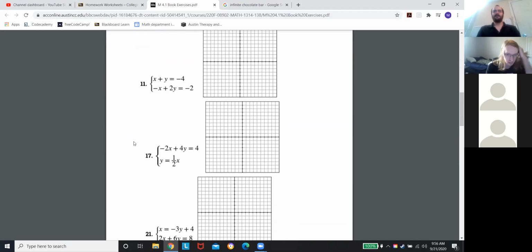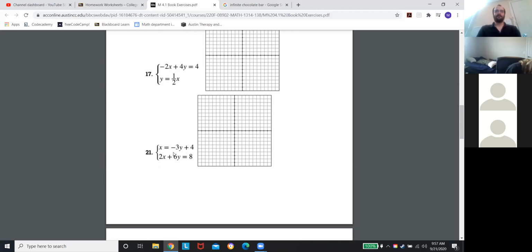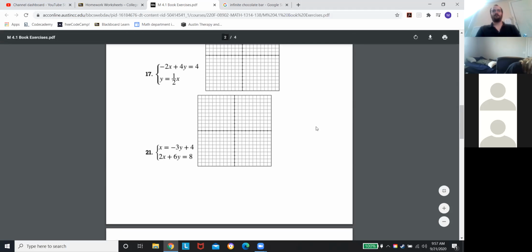Yeah, this number 17, I was kind of stuck because when you try to solve the first equation for y, you divide by... So what kind of lines are those? I meant number 21, sorry. Oh, okay. Number 21, when you try to solve for y for the first equation, you're dividing by 3, so you end up with 4 over 3 for the y-intercept. X equals minus 3y plus 4.